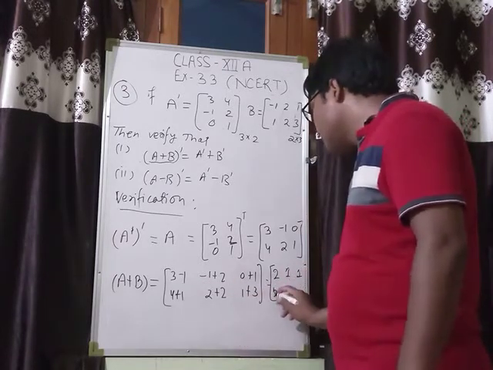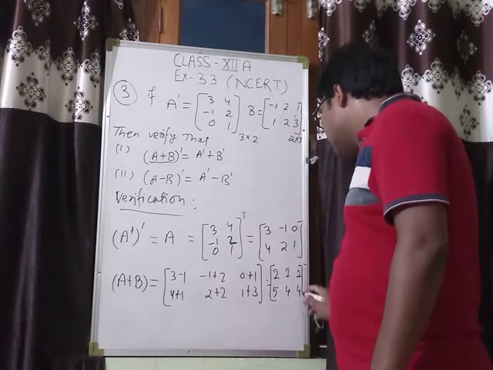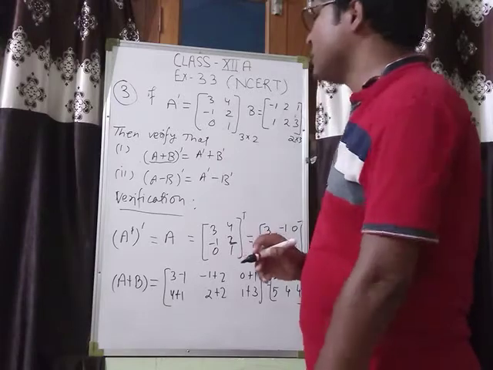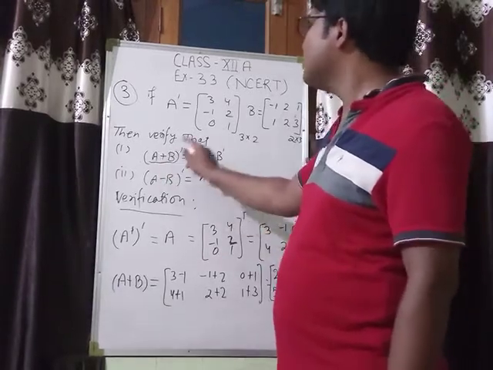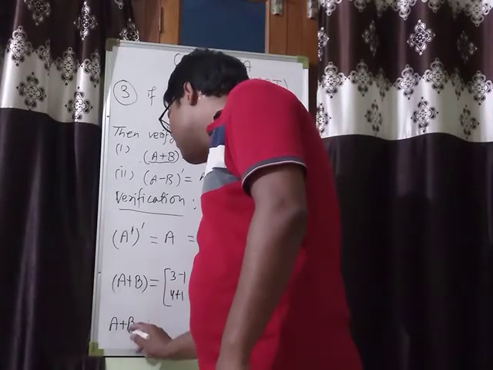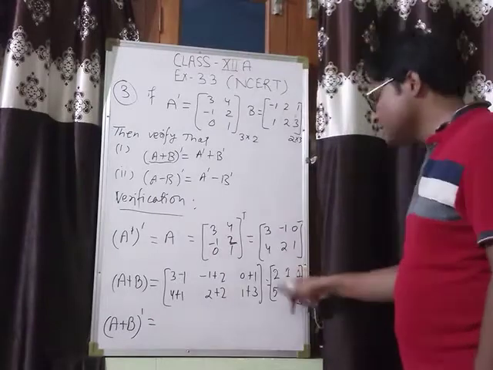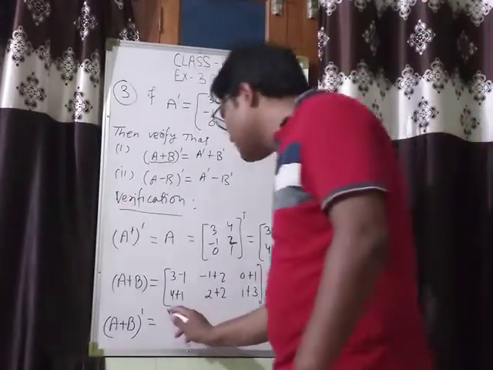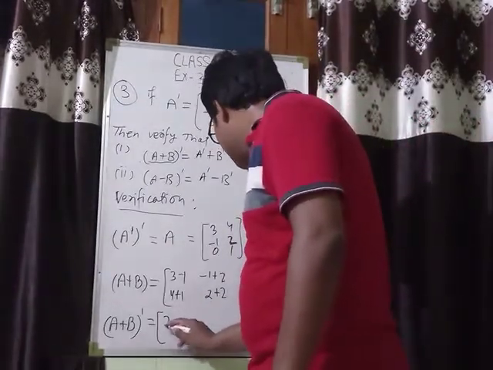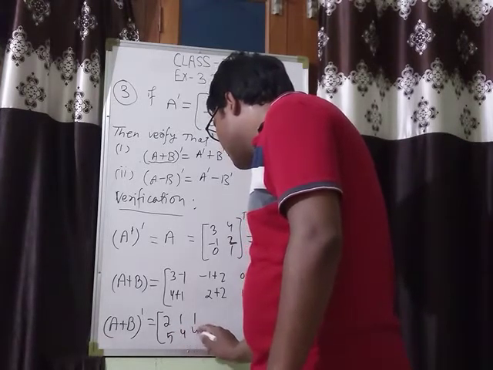4 plus 1 is 5. 2 plus 2 is 4. 3 plus 1 is 4. So that is our matrix A plus B. Now we have to find out (A plus B) transpose. Then (A plus B) transpose will be, interchange, this one is A plus B, that is A plus B, 2, 1, 1, 5, 4, 4.